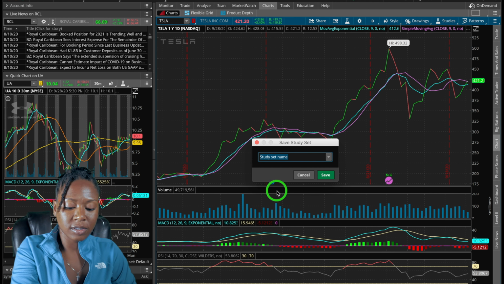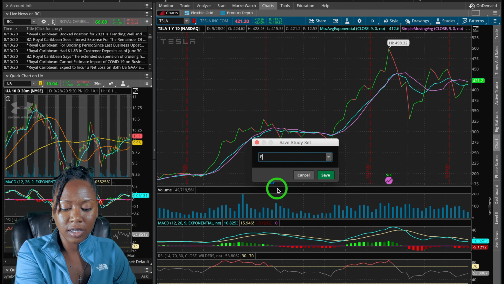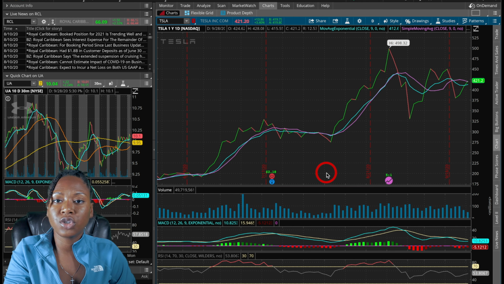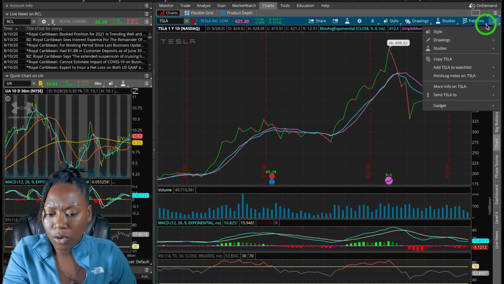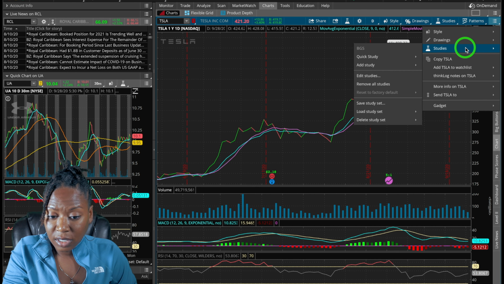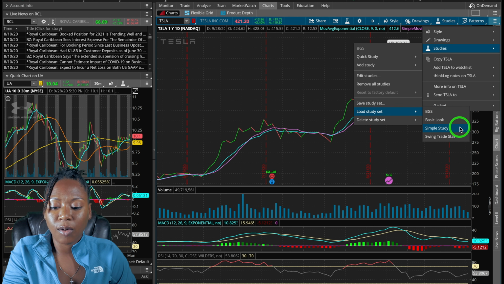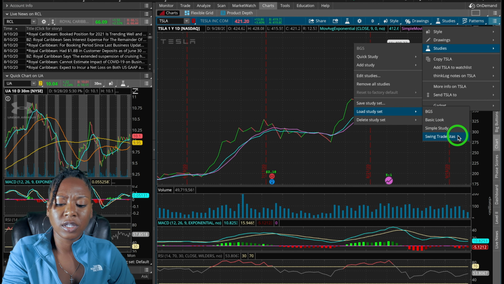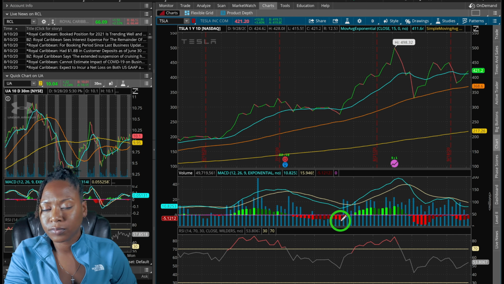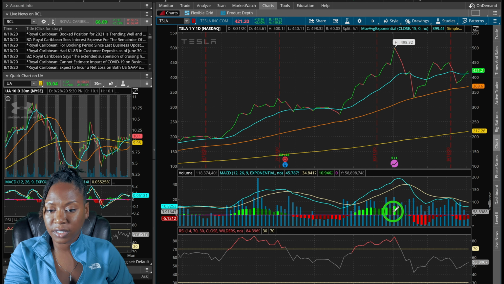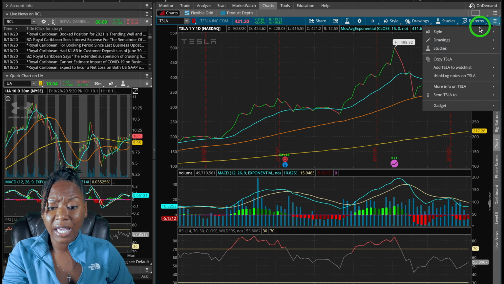I'll just name mine Black Girl Stocks and press save so that you can come back to this later. I have a few different ones. So you go under studies, load set. I have BGS, I have basics, one's for just a simple look and one's for a swing trade. It kind of looks the same, but it's not the same. Those are just different ways that you can add the indicators on there.